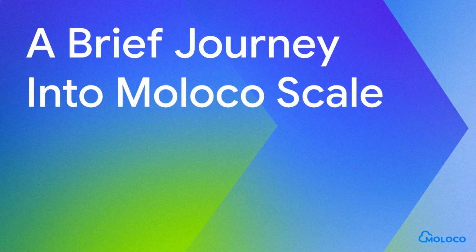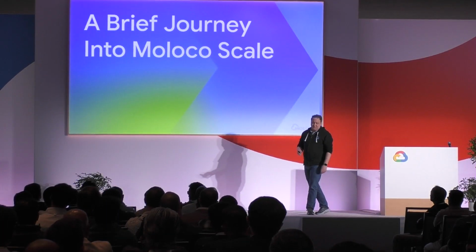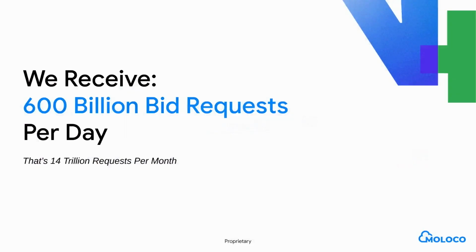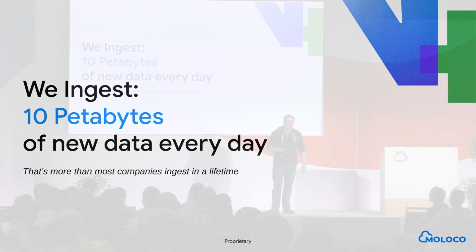So before we talk specifically about how we're using tensor processor units, I wanted to take you just through a brief journey in what we call Maloco Scale. So remember, we've got 6 billion devices that we're addressing every day. We receive about 600 billion requests every single day from those devices for ads. That's trillions of requests per month. So that equates to about 10 petabytes worth of data that we have to ingest every day. A lot of that data becomes training data for the next version of our models downstream.